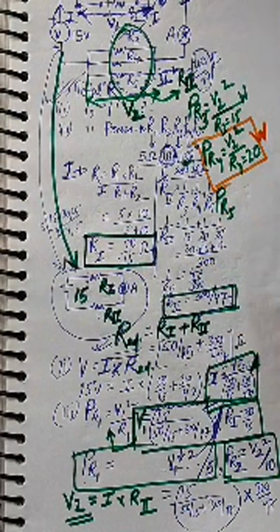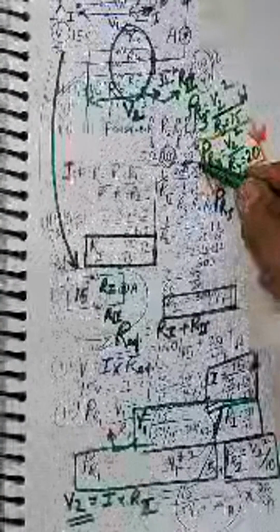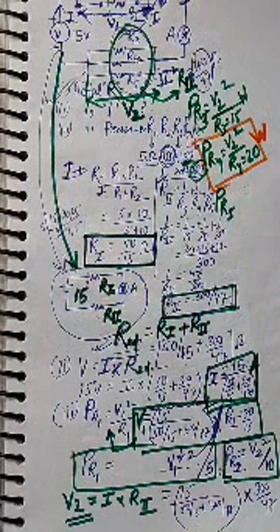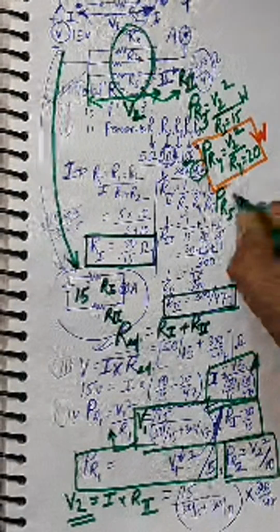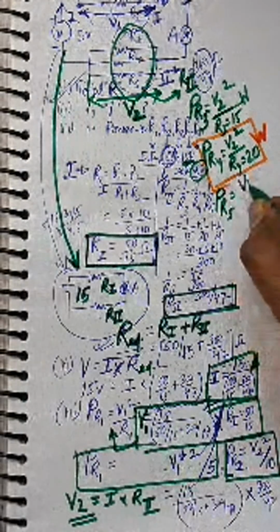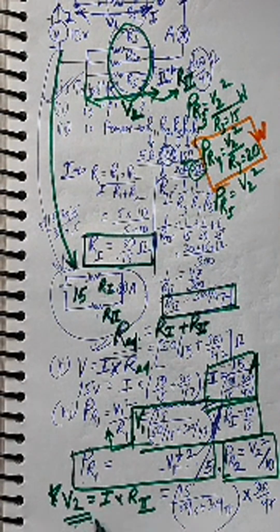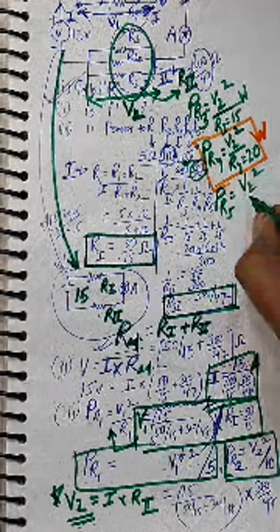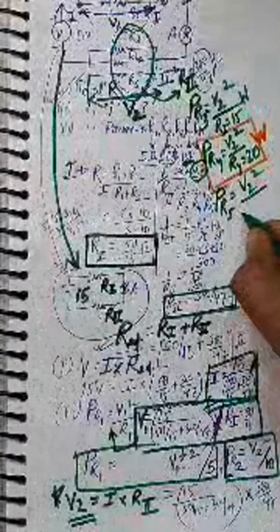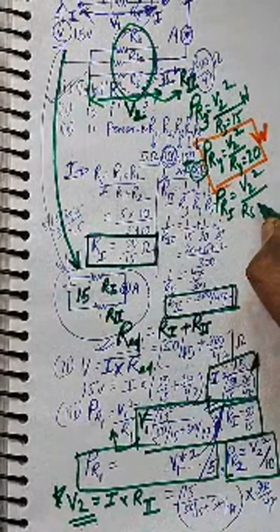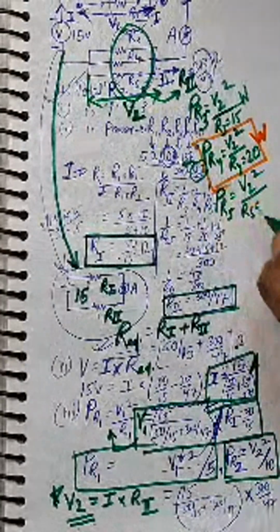Similarly, power across R5. What is R5? R5 is nothing but 25 ohm, right? So just write here V2 square, which we have calculated here. Mind it, this is V2, I into R2, right? So this will be V2 square divided by the value of R5, which is nothing but 25.